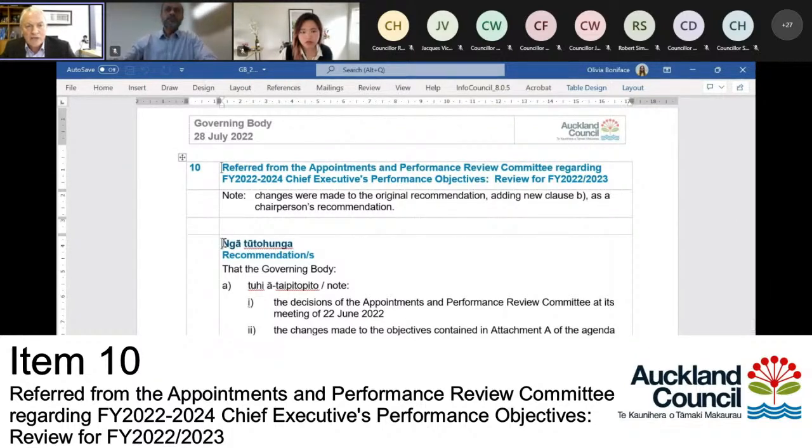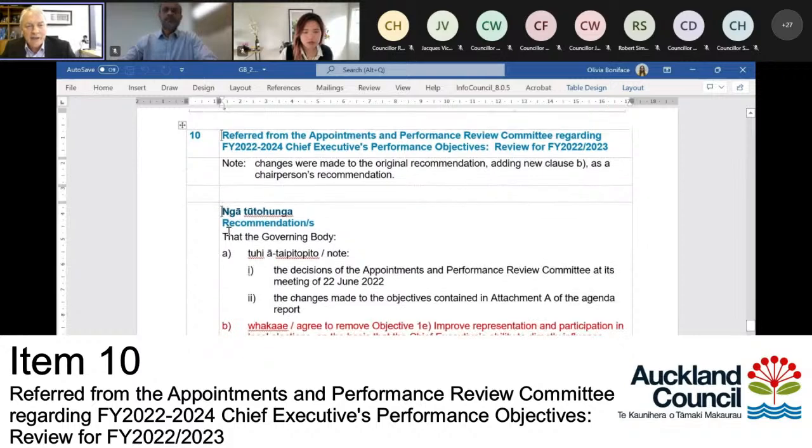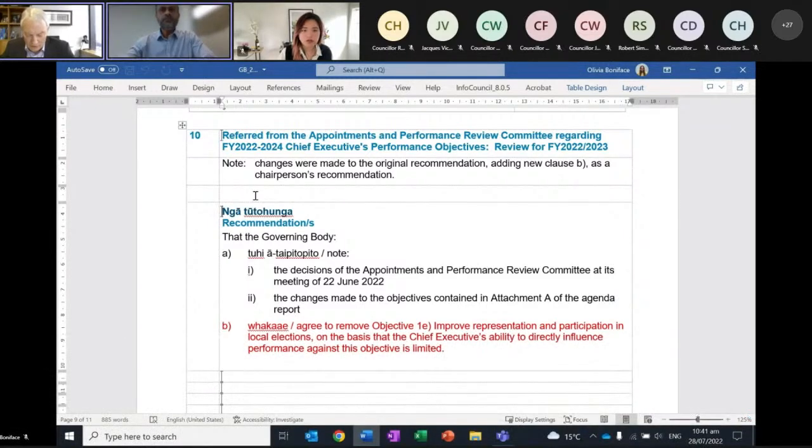This has been discussed and approved by councillors on the APR committee, and the governance of the group that was enabled to make any changes that might be required consisted of myself, Councillor Fletcher, and Deputy Mayor Cashmore. The one change that is recommended by all three of us is to remove the objective 1E, which you'll see as a chair's recommendation there, improve representation and participation in local elections.